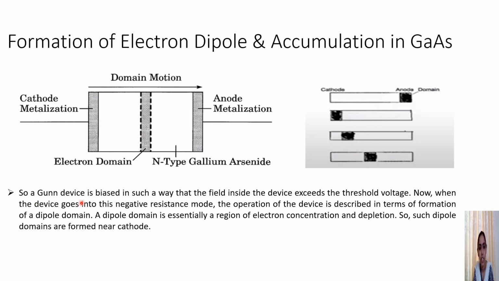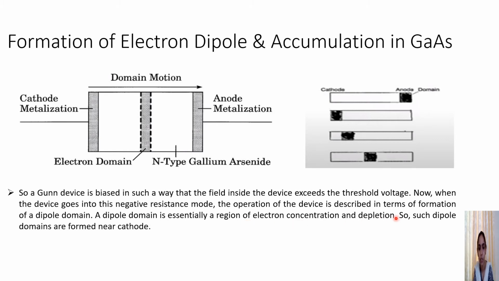A Gunn device is biased in such a way that the field inside the device exceeds the threshold voltage. Now, when the device goes into negative resistance mode, the operation of the device is described in terms of the formation of a dipole domain. And what do we mean by dipole here? It is not actually a combination of electrons and holes. We have only n-type gallium arsenide here. So in this case, a dipole means a region of electron concentration and depletion.